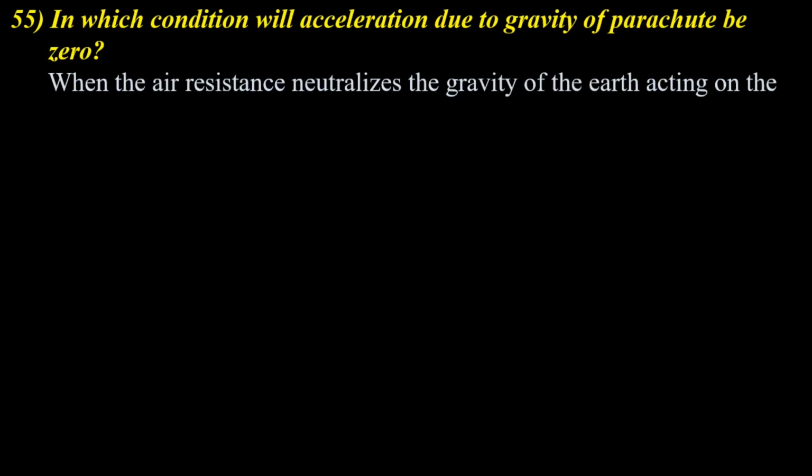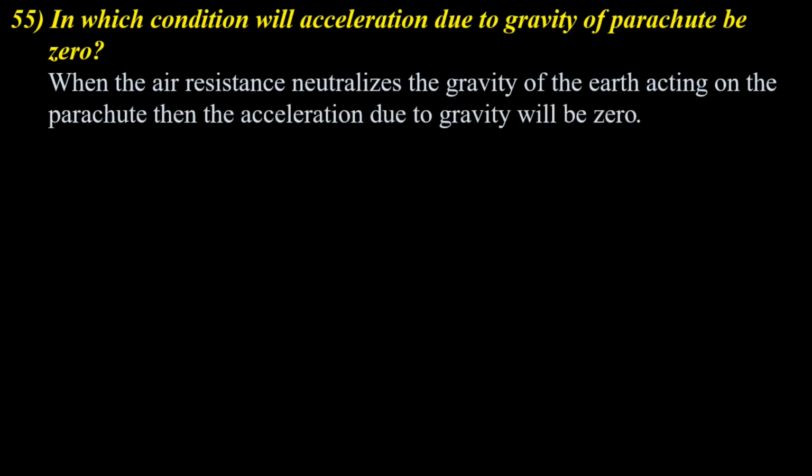55. In which condition will the acceleration of a parachute be zero? If a person is in a parachute, then in which condition, while coming down to the surface of the earth, will the acceleration be zero? When the air resistance neutralizes the gravity of the earth acting on the parachute, then the acceleration due to gravity will be zero.